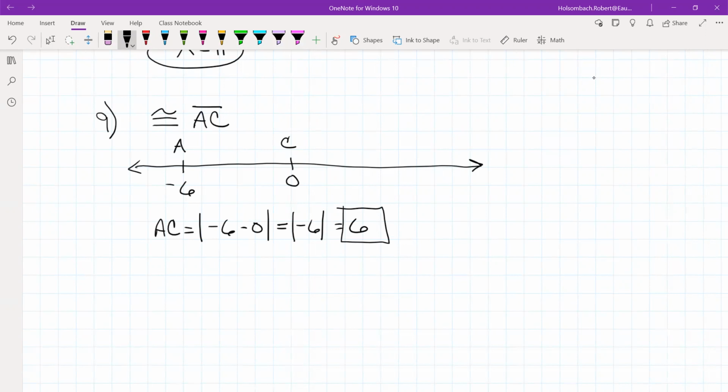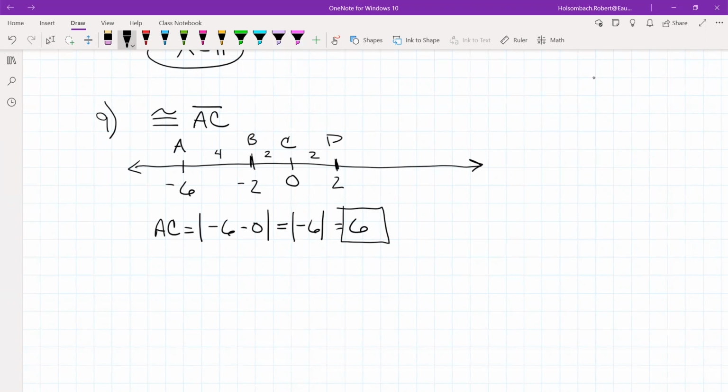So if AC is equal to 6, we need another segment on there that's equal to 6. So we got a B that's at negative 2. Well, B to A or B to C isn't going to work, is it? Because this is 2 and this is 4. So that doesn't work. We've got D that's at positive 2. Well, from C to D is 2 units. So from B to D is only 4 units, isn't it? So that's not congruent to AC.